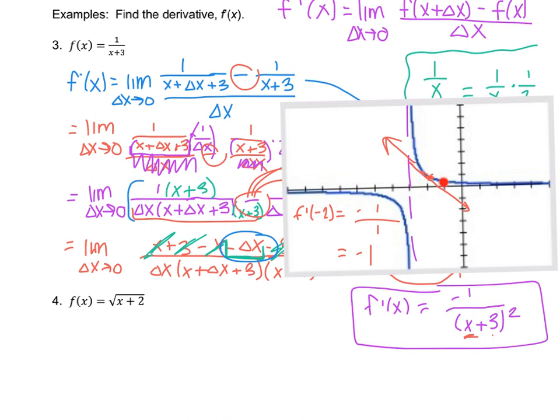So we could also figure out the slope at negative 1. All we would have to do is plug negative 1 into our formula. So let's see what that would be. If I want to find the derivative at negative 1, we would just evaluate f prime of negative 1. That would be negative 1 in the numerator. Take negative 1 and plug it in here. Add 3 to negative 1 and you get positive 2. Square it and you get 4. So negative 1/4. That's what we are told the slope is right here.